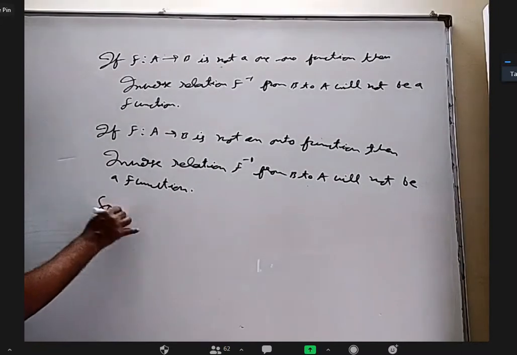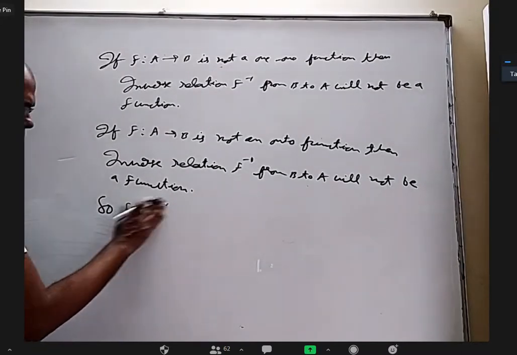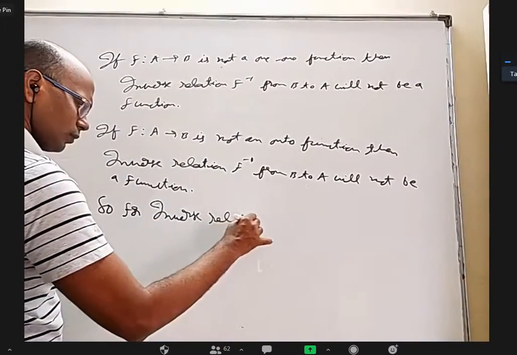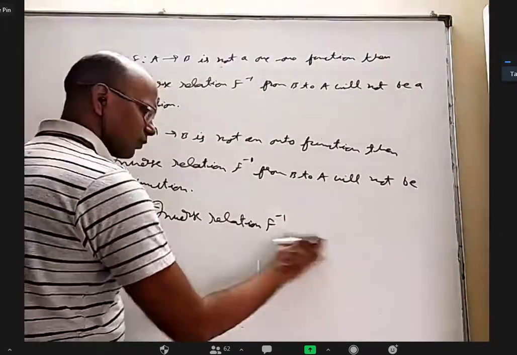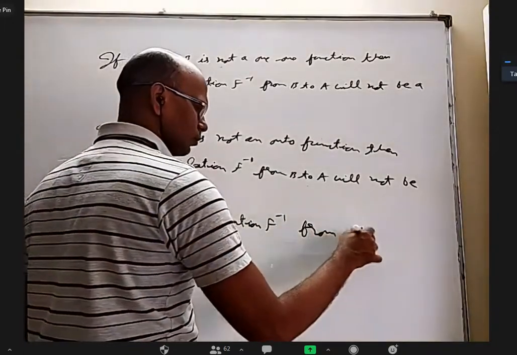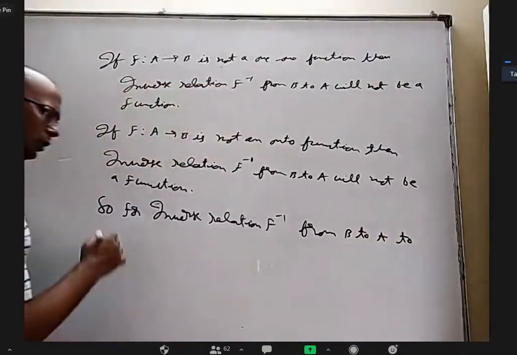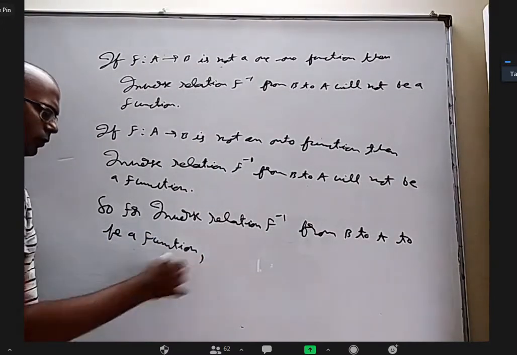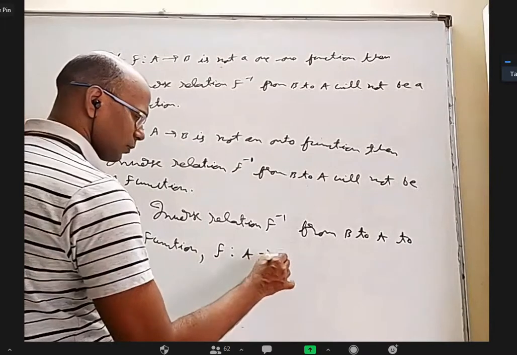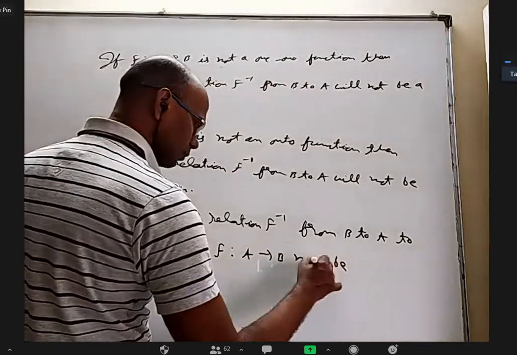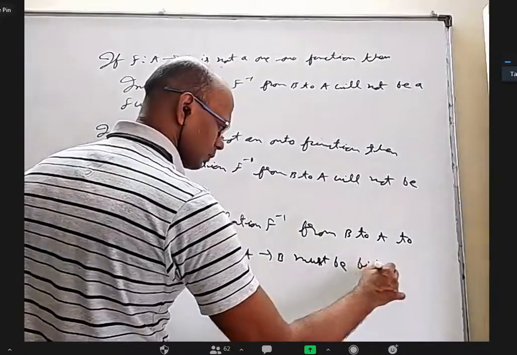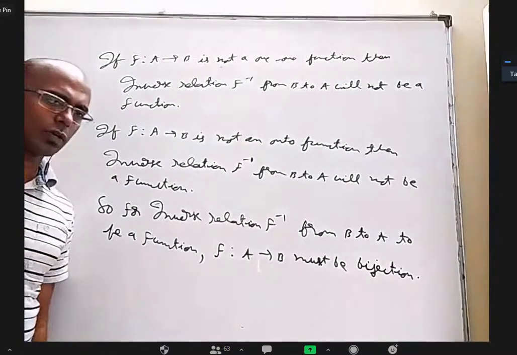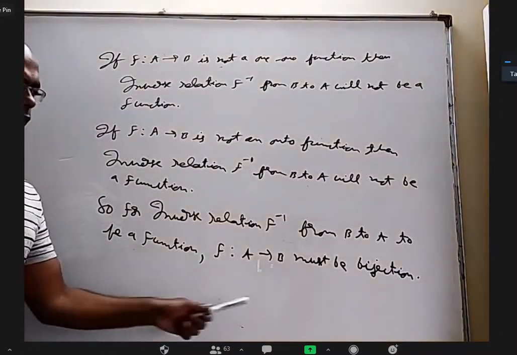So what is our conclusion is, for the inverse relation f inverse from B to A to be a function, f from A to B must be a bijection. Okay, so that's what we do. If f is not 1-1, f inverse will not be a function. If it is not onto, it will not be a function. So if you want f inverse to be a function, the original function must be a bijection.